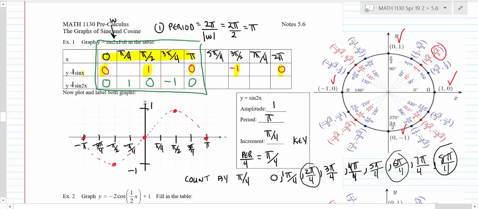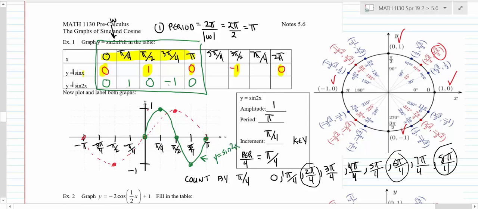So now we have 0, 0. Now we have pi over 4, 1. And then we have pi over 2, 0. And then we have 3 pi over 4, negative 1. Then we got pi, 0, like that. So this graph that I'm trying to draw in green, that's the graph of y equals sine of 2x.